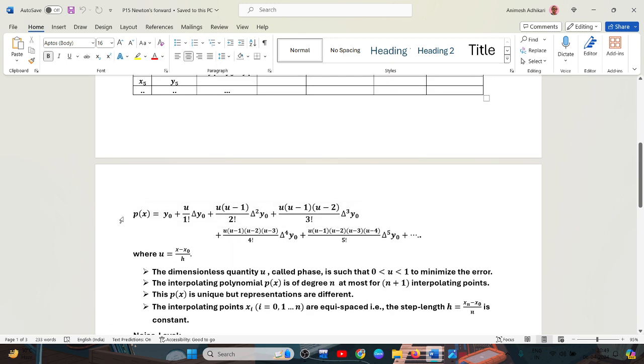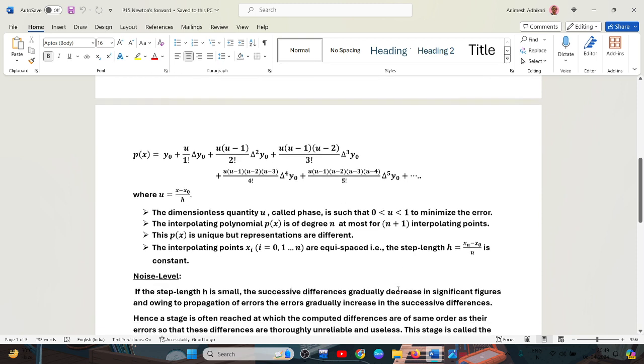And p(x) is the Newton's forward interpolating polynomial, which is of degree at most n for n plus 1 interpolating points. And this is the formula: p(x) equals y0 plus u by factorial 1 delta y0 plus u into u minus 1 by factorial 2 delta 2 y0, and so on. Here u equals x minus x0 by h, a dimensionless quantity called the phase. The value of u lies between 0 and 1 to minimize the error.